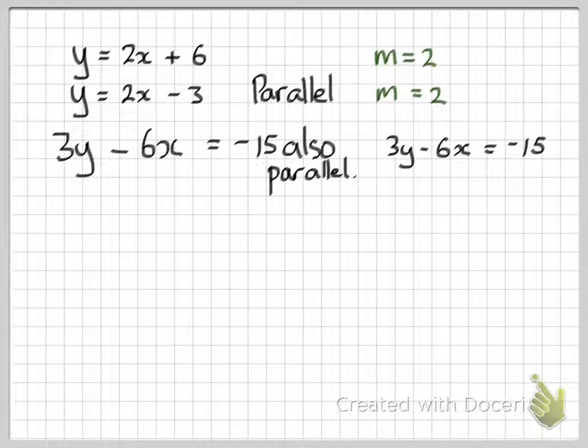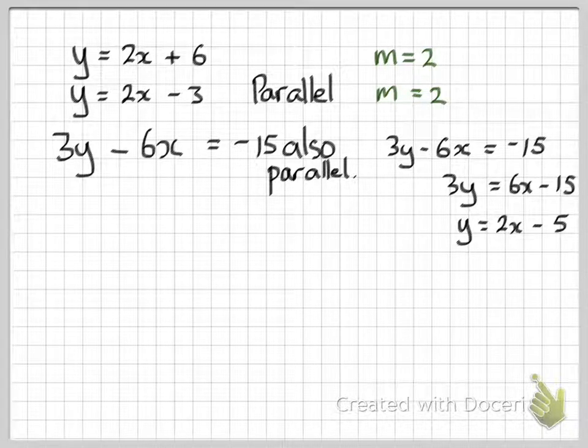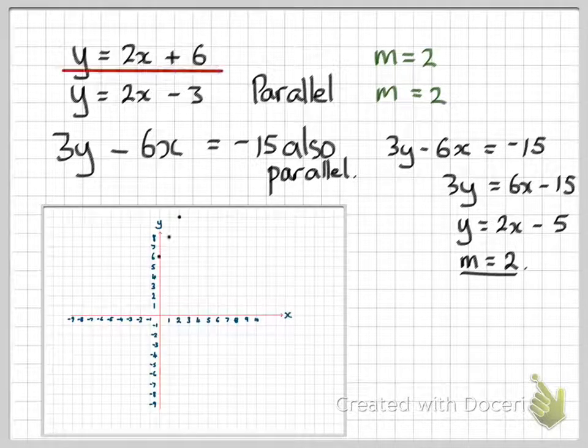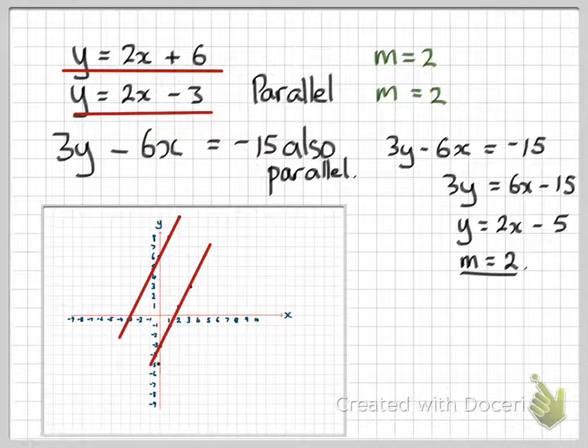So we shift the -6 over to the right, making a +6. Divide by 3, and you can see that the gradient also equals 2. That proves that it is parallel to the other three lines. If we were to draw the first line there, y equals 2x plus 6, draw the second line there, and the third line, we see that they are all parallel.